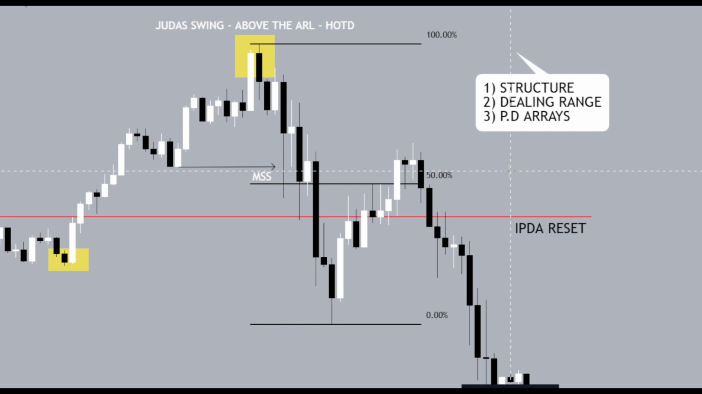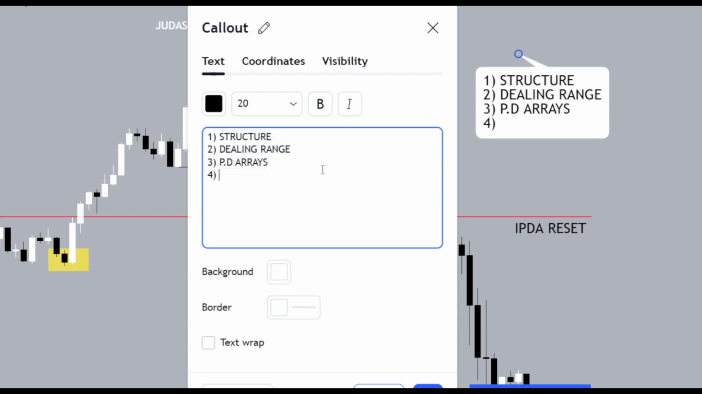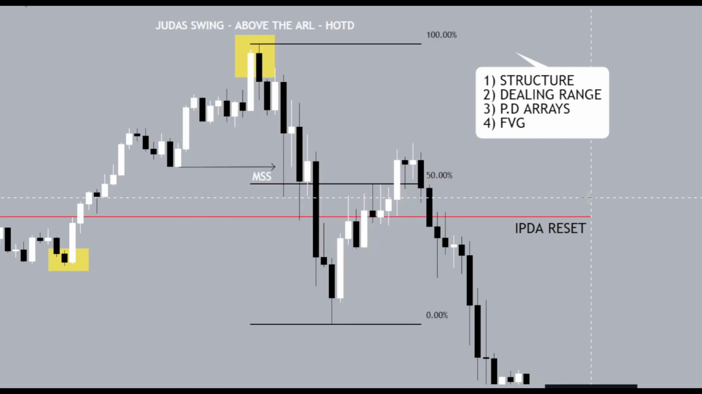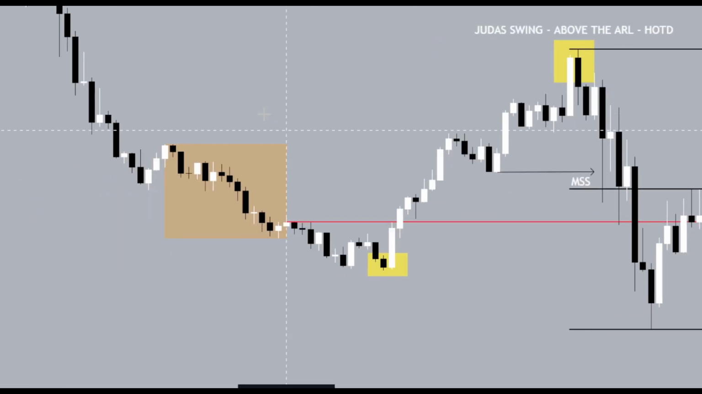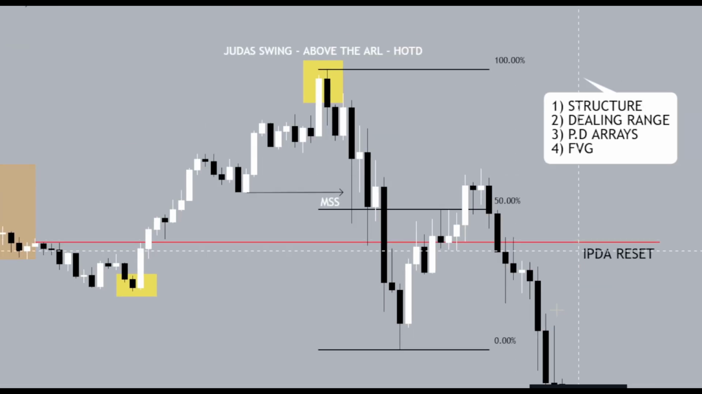Once we've identified our PD arrays, the next thing we want to look at is our fair value gaps. And this is where the magic really begins. Because once you've identified a fair value gap, it's important to then classify that fair value gap into a specific time, which I'm going to get into now. After you've identified the fair value gap, you're pretty much good to go because we've identified a manipulation and we're now looking to identify and trade off the distribution after, of course, an accumulation. So accumulation, manipulation, and now we're looking for the distribution. So let's see how you could have got involved in the distribution.